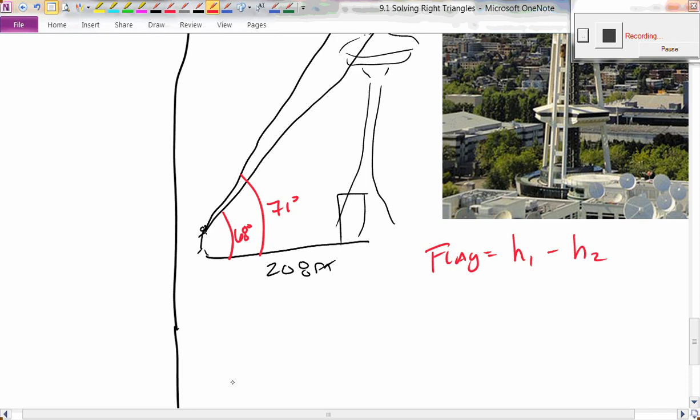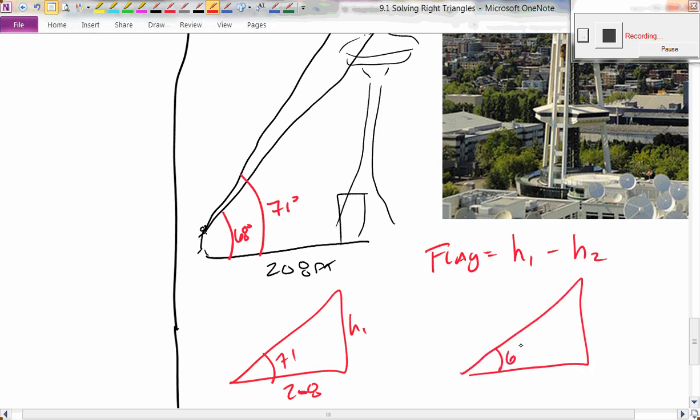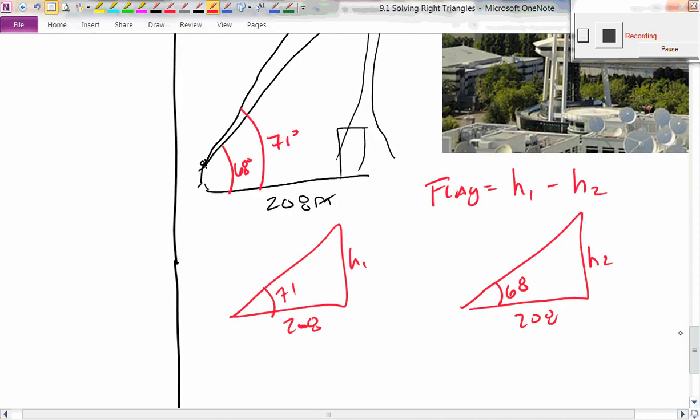So the big height is going to look like this. This is 71. This is 208. This is H1. So someone figure out what's H1. Well, I did the other one because we're running out of time: 68, 208, H2. Very good. So we say tangent 71 degrees equals H over 208. Help me out. H1 is how much? The actual height of the Space Needle in Seattle would be 604 feet high? Yeah. That's crazy. That's amazing.